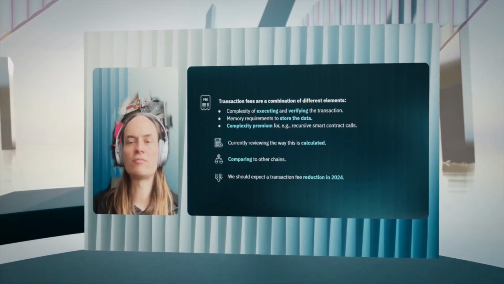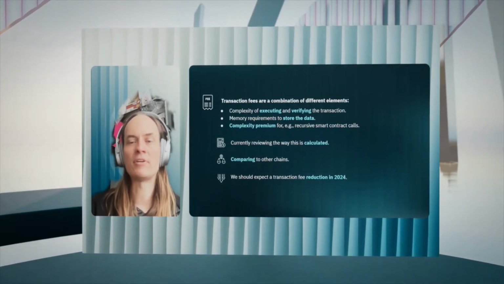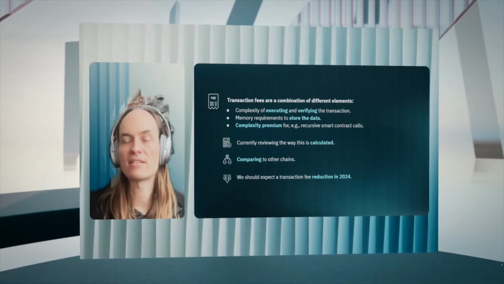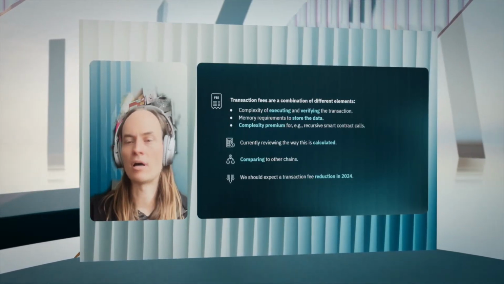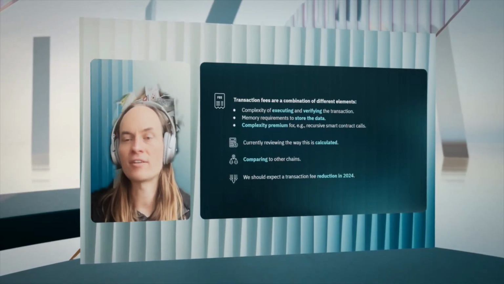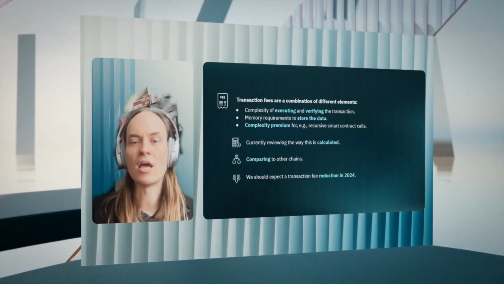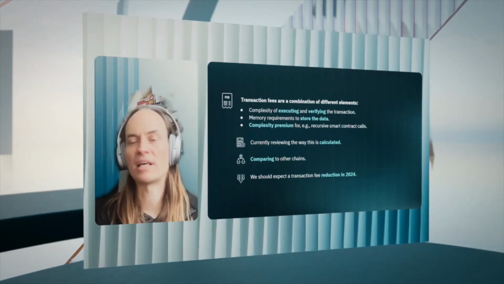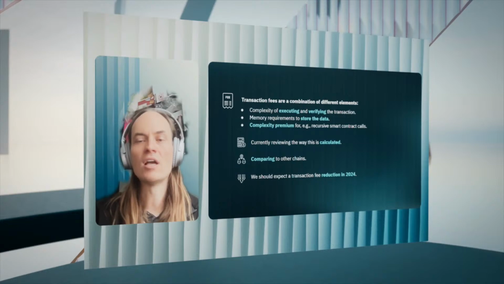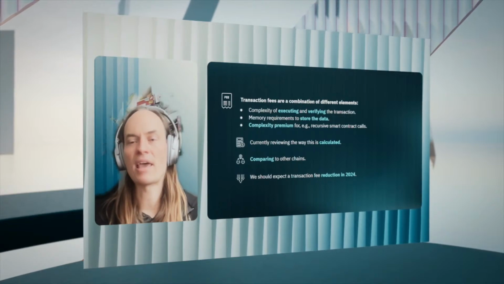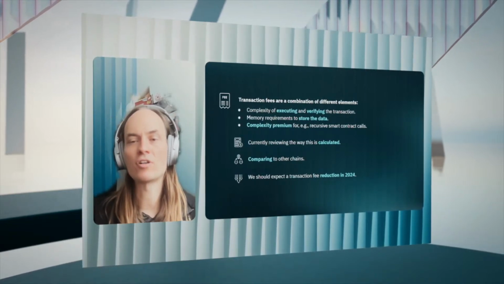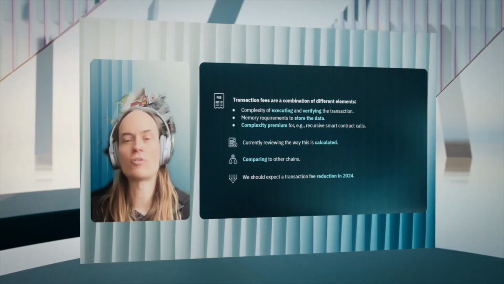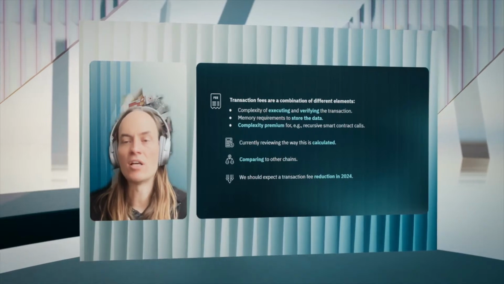Right now we are reviewing the whole thing. Have we priced it properly? Are we pricing properly the storage of data? Are we pricing properly the time it takes to execute operations? Can we improve our engine so that we execute things faster and it costs less to the user? Have we exaggerated the cost of these complexity premiums, like the recursive smart contract calls? We're really looking at every single element and analyzing every single one. Can we reduce the cost here? Have we priced it correctly? Can we improve the techniques or the code in order to reduce the cost for the end user? So that's one thing we're doing.